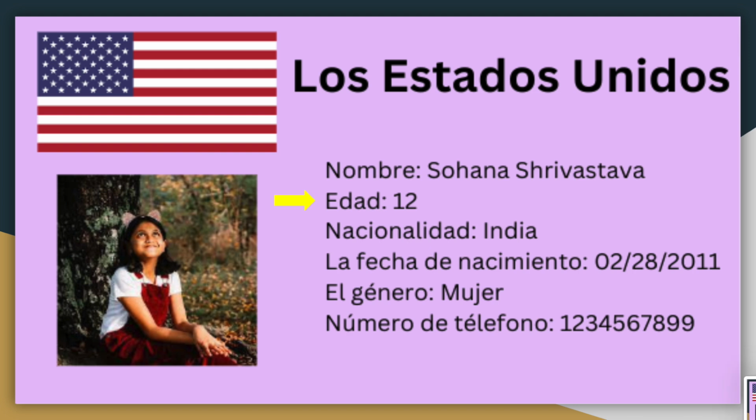Next is edad, which means age. The third one is nacionalidad, which means nationality. The fourth one is la fecha de nacimiento, which means birth date. The fifth one is el género, which means gender. And the last one on the list is número de teléfono, which means phone number. Another word we can also learn is los Estados Unidos, which means the United States.